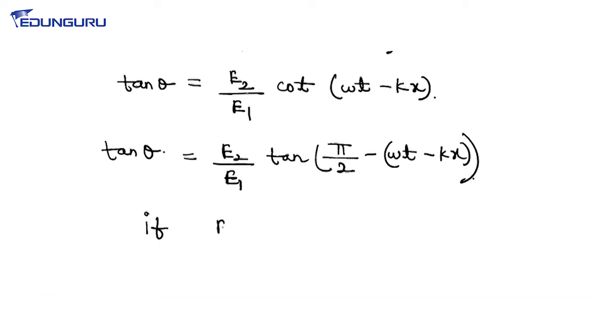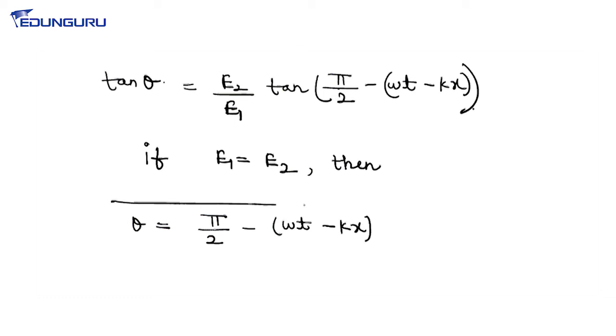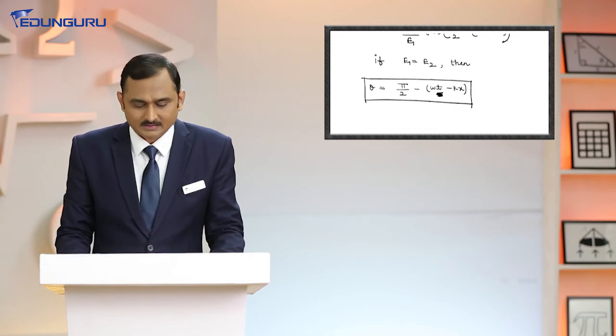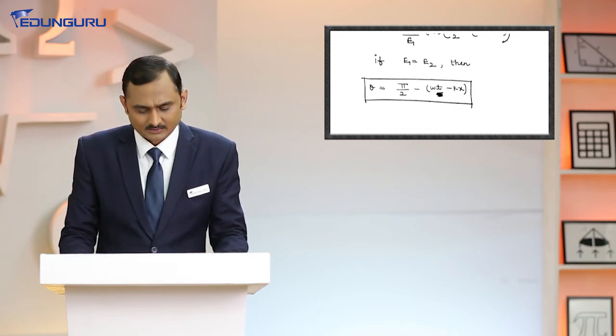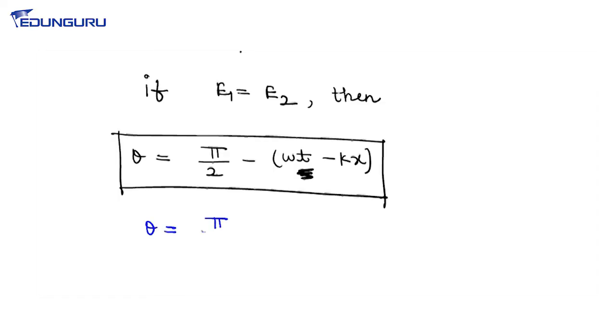Now, if E1 is equal to E2, then theta is equal to pi by 2 minus omega t minus kx. So theta is equal to pi by 2 minus omega t minus kx, and you can see here that as t changes, we can write it as theta equal to pi by 2 plus kx minus omega t.